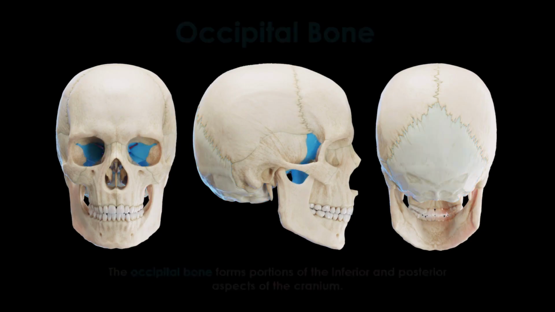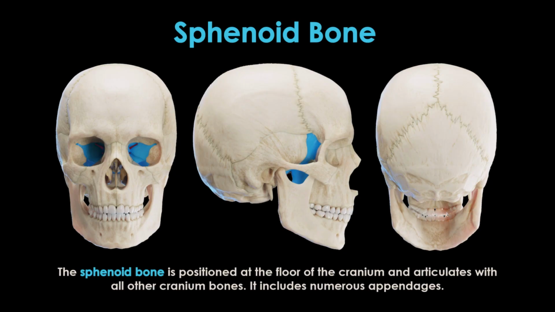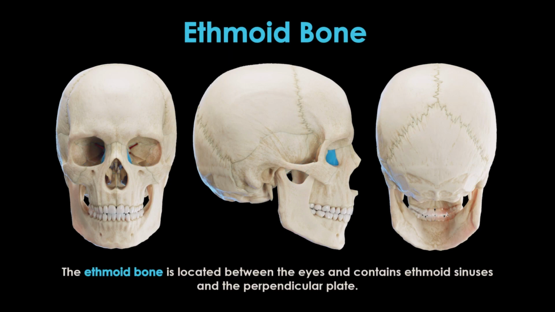The next bone of the cranium is called the sphenoid bone. The sphenoid bone is positioned at the floor of the cranium and articulates with all other cranial bones. It includes numerous appendages, such as the greater and lesser wings, the sella turcica, and many more. The sphenoid bone articulates anteriorly with the ethmoid bone. The ethmoid bone is located between the eyes and contains the ethmoid sinuses and the perpendicular plate, as well as several other important appendages.